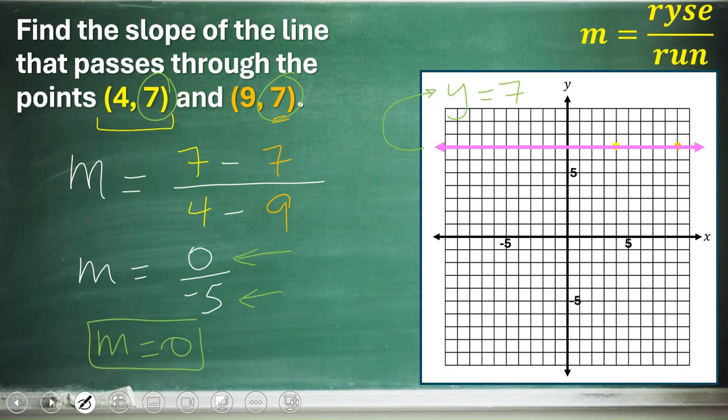The shortcut way to do this and to know what the graph looks like is to notice that you have 2 y values that are exactly the same. Whenever that happens, you have a slope of 0, and it creates a horizontal line at that y value.